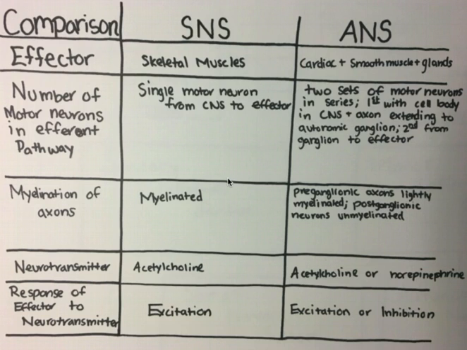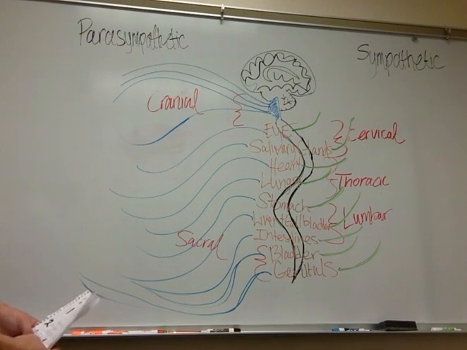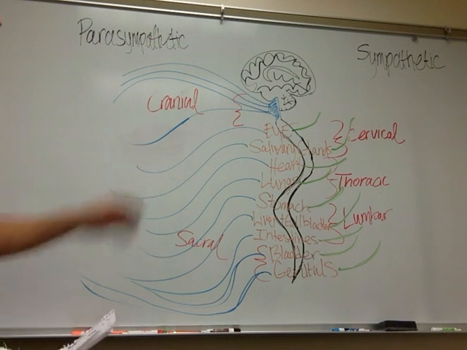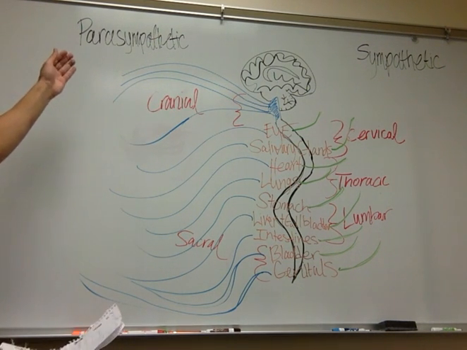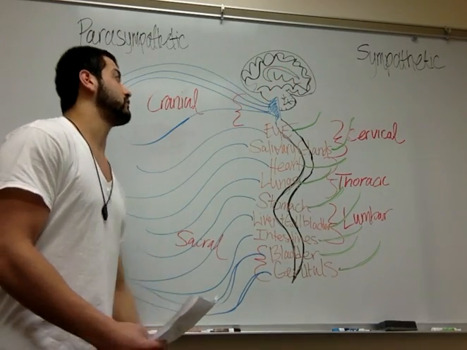For the response of the effector to the neurotransmitter, for the SNS it's excitation. For the ANS, it's excitation or inhibition. So that is the SNS, and this is the autonomic nervous system. We have two divisions, respectively: the parasympathetic, which is the rest and digest period, and the sympathetic, which is the fight or flight.